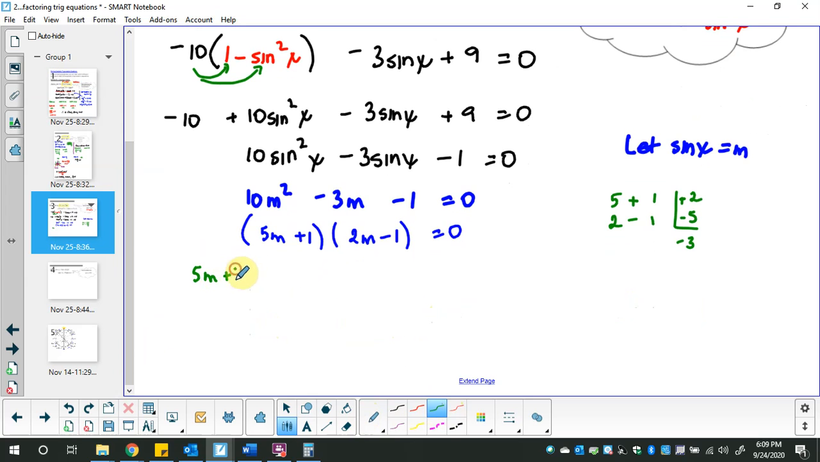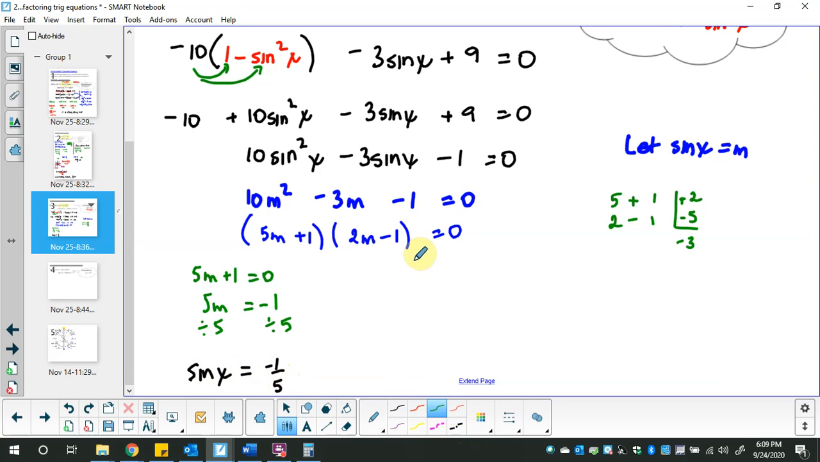5m plus 1 equals 0. So 5m is equal to -1. Divide by 5. Divide by 5. Remember, you could say m is equal to -1/5, or you can skip yourself a line and say sine x is equal to -1/5.